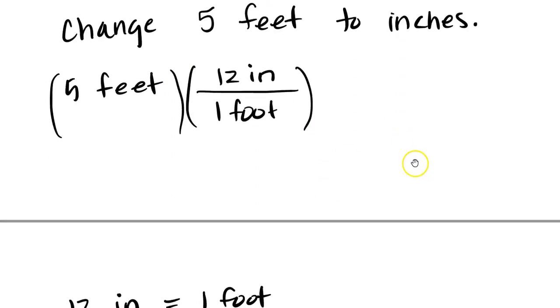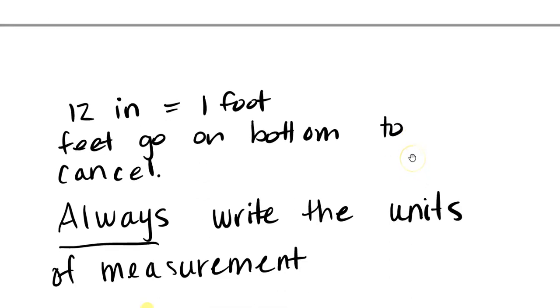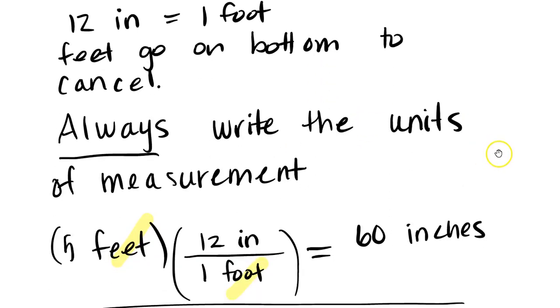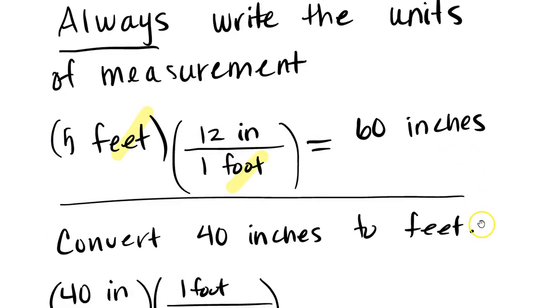Now how do I know to put the 1 foot on bottom? Feet go on bottom to cancel. Always write the units of measurement. Always write those words. Feet on top cancel with the feet on bottom. So that tells you to multiply. What do we have on top? 5 times 12 is 60. And what units? Inches.